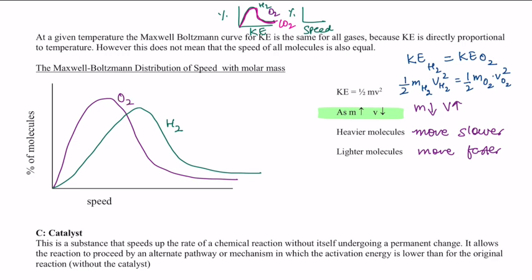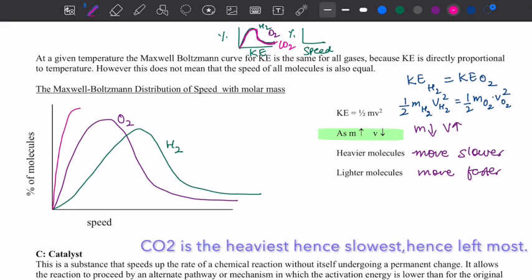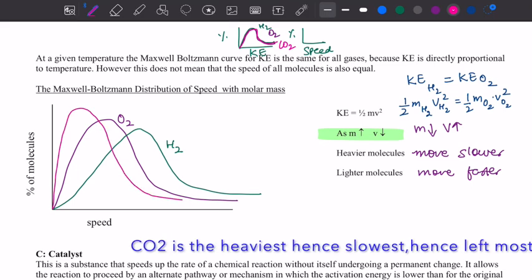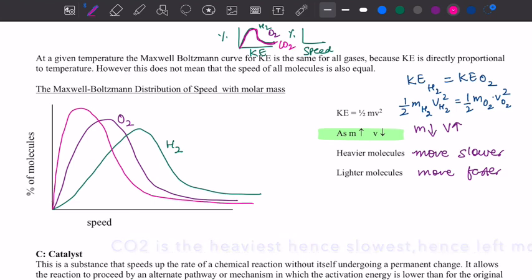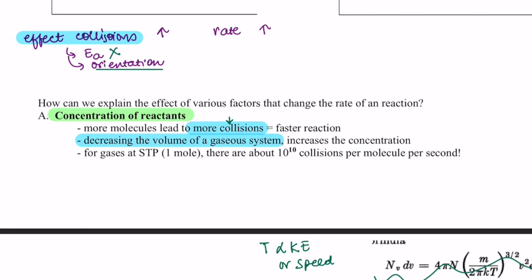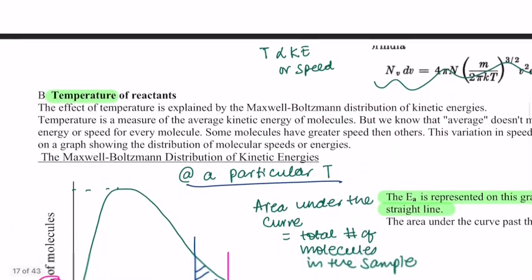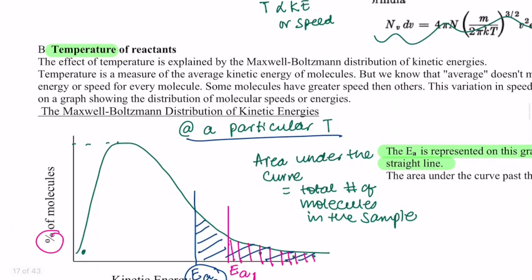On a test, you might be asked to draw curves or have a multiple choice question asking you to identify a curve as a particular gas and so on. To recap, we have now looked at explanations for why the factors of concentration and temperature change the rate of the reaction in the way they do. Let us now look at the third factor, which is the catalyst.